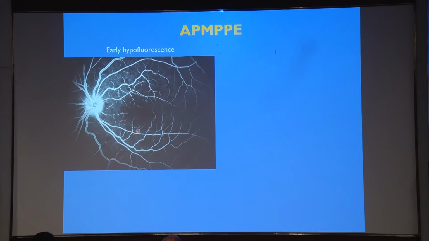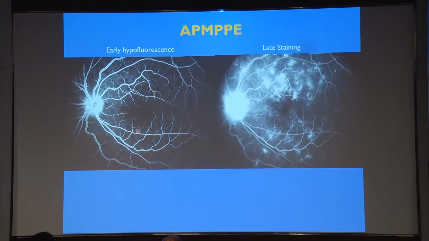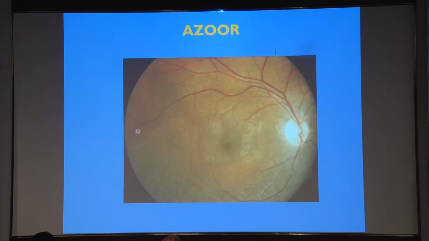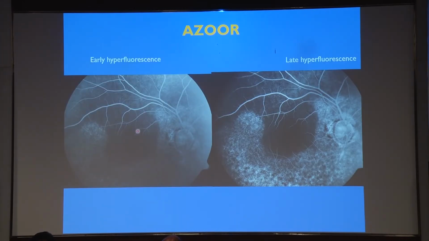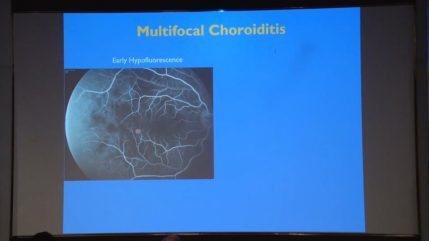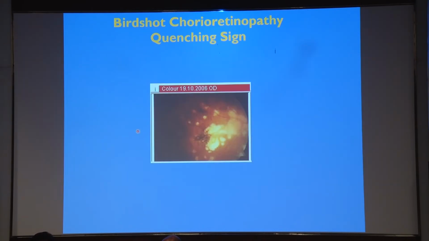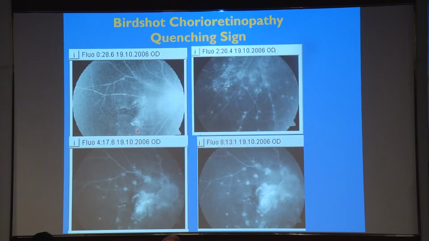APMPPE will have early hypofluorescence with late placoid staining. AZOOR will have early hyperfluorescence like RPE staining, which in the late phase does not increase in leakage. Multifocal choroiditis, like any choroiditis lesion, will have early hypofluorescence with late staining. Birdshot retinopathy has something called the quenching sign, where there is an early washout of fluorescence, so that by 1 or 2 minutes the fluorescence has been completely washed out.